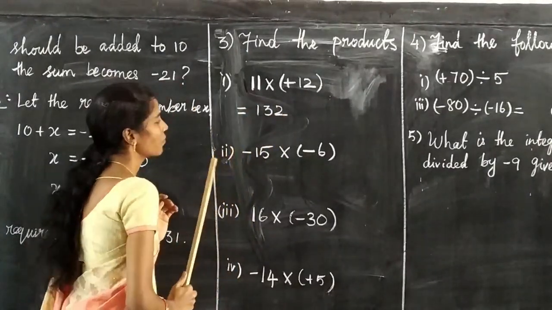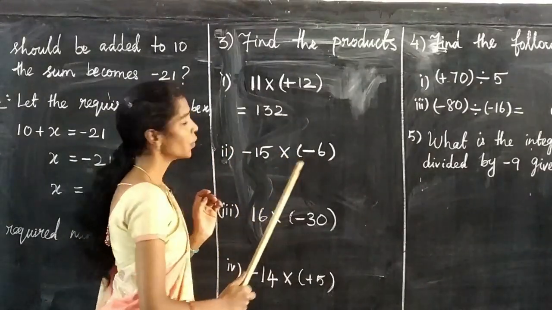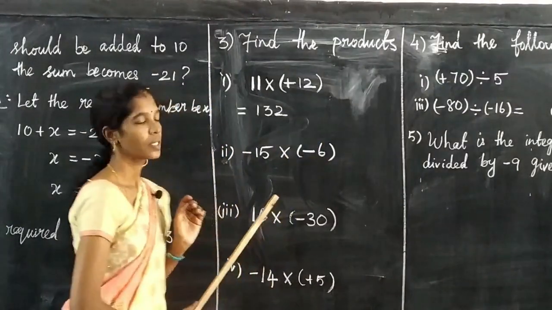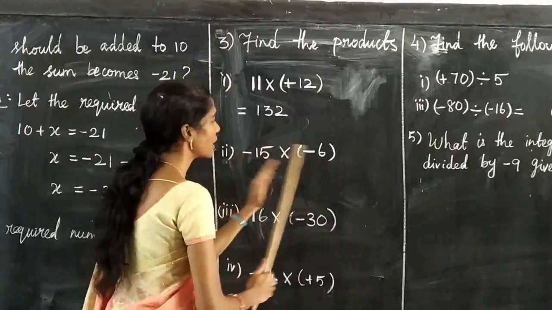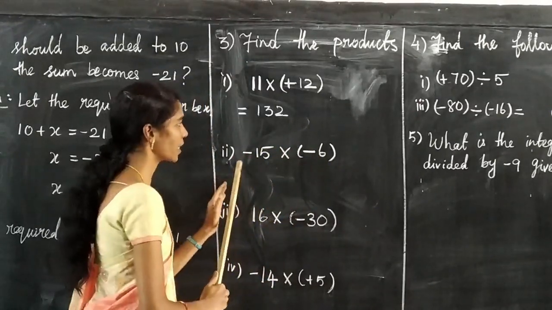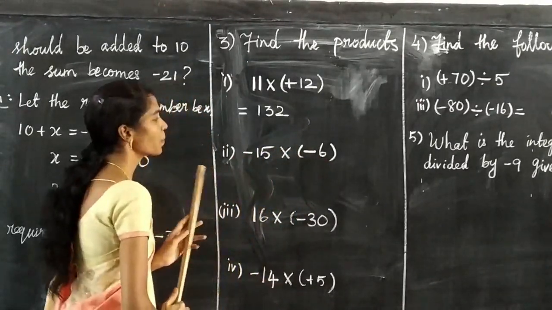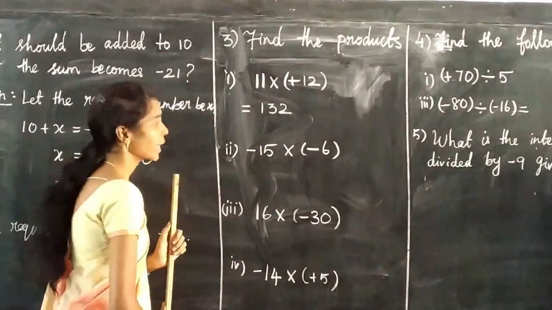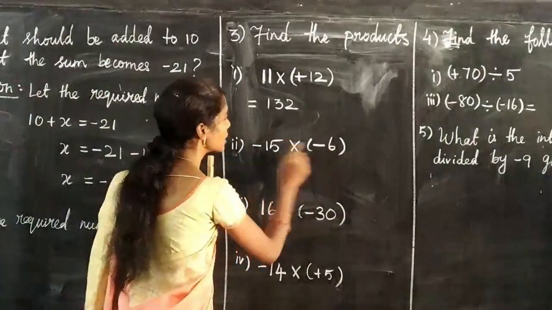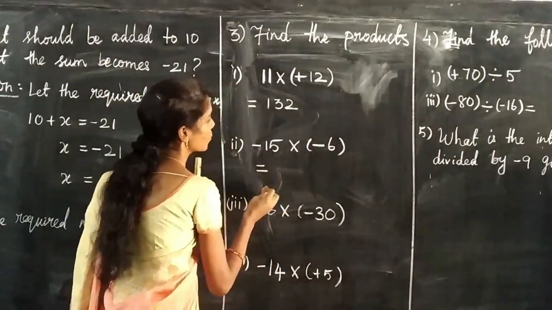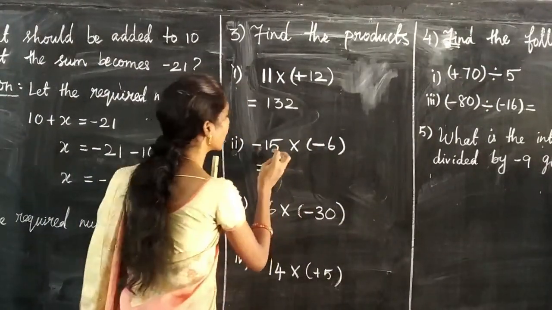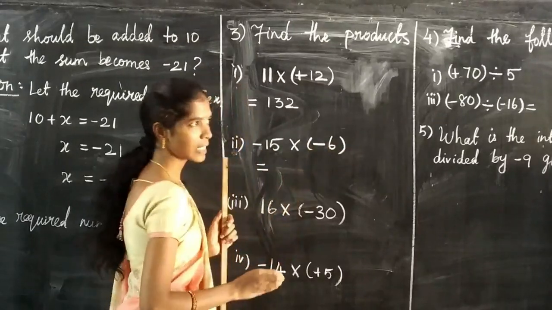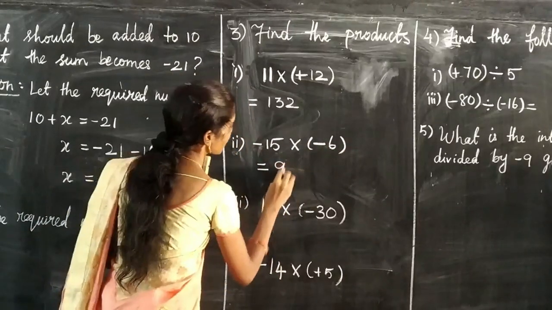Then the second one, minus 15 into minus 6. So the two numbers are negative integers here, minus 15 and minus 6. If we multiply two negative integers, we will get a positive integer. Minus into minus is plus, so no need to write that plus sign. Only multiply 15 by 6; 15 sixes are 90.